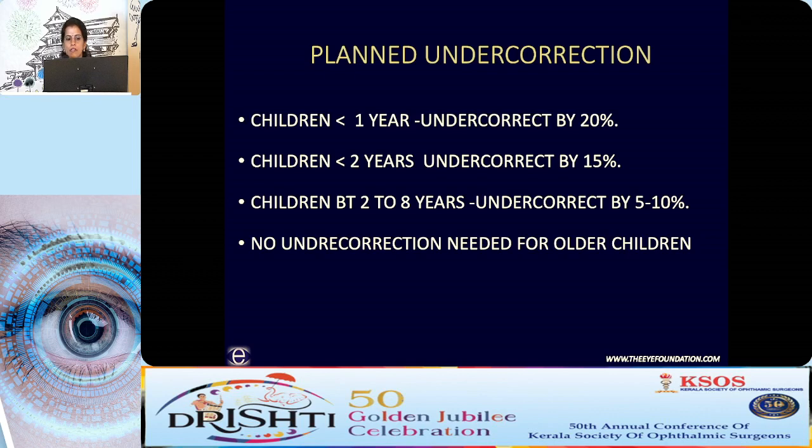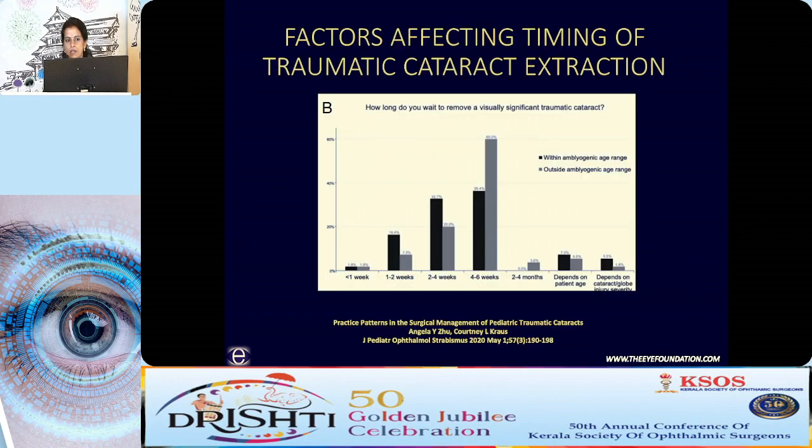It might be different. Sometimes the axial length might be different. The child might show a higher axial length or a shorter axial length. So we need to calculate for undercorrection basically, since we should expect a myopic shift. More than 6 to 8 years, we need not undercorrect. We can put the calculated intraocular lens power.